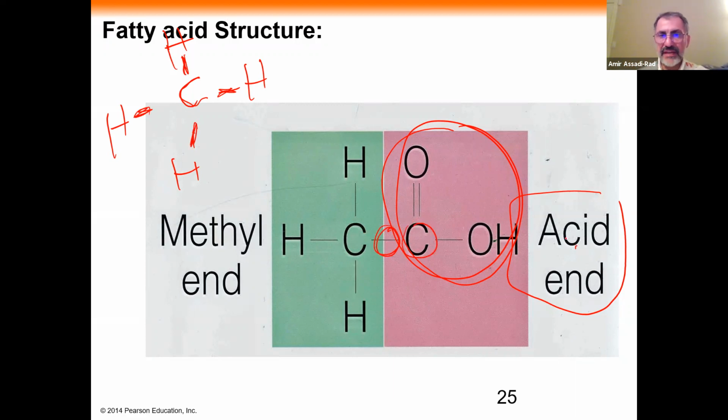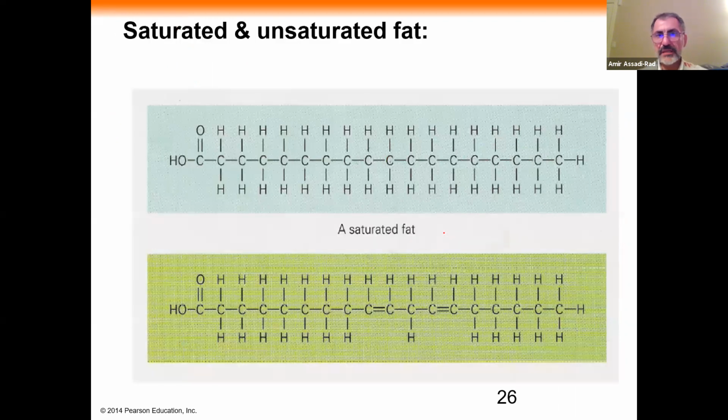But this is not really a fatty acid. That's what fatty acids are made up of. Between this carbon and that carbon, there are many carbons. Usually, the number of carbons in fatty acids is even. There are a few fatty acids that have odd numbers, but there are not too many of them in nature. So here it is. Here is the methyl end. Here is the acid end. And here are the carbons.